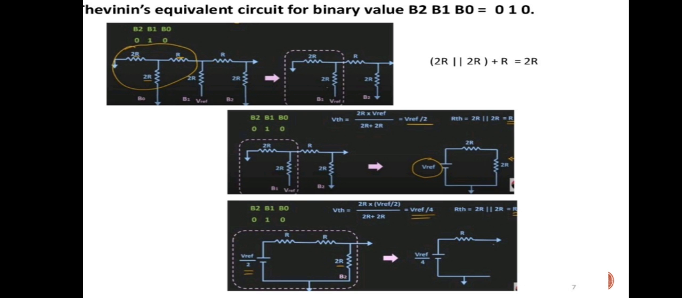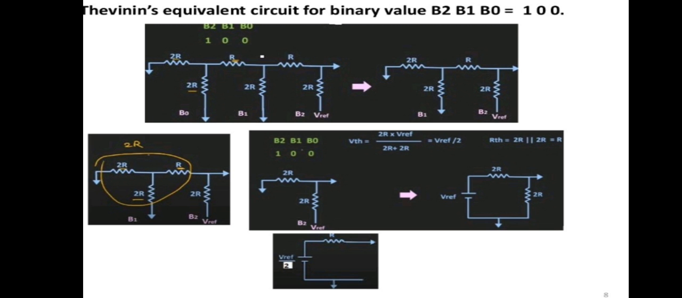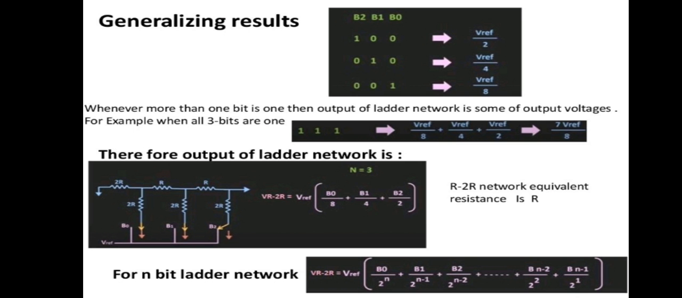Thevenin's equivalent circuit for binary value B2, B1, B0 equal to 0, 1, 0: 2R plus R equals 2R. Thevenin's equivalent circuit for binary value B2, B1, B0 equal to 1, 0, 0. Generalized result: for B2, B1, B0 of 1, 0, 0, the value is V reference by 2; for 0, 1, 0, V reference by 4; for 0, 0, 1, V reference by 8.